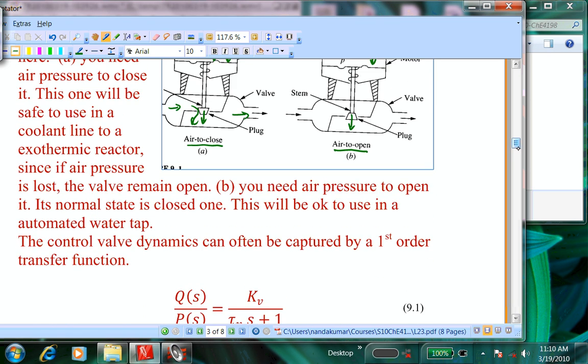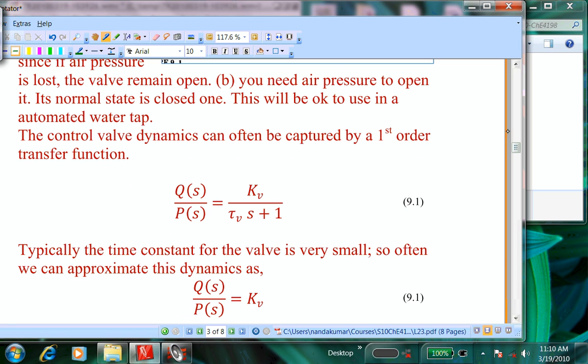Any questions on that? So the dynamics is between the flow rate and the air pressure to the valve. As you apply more pressure and open it, for example, you have more flow rate through it. That can typically be modeled by a first order transfer function. Kv is the gain for the valve, and tau V is the time constant.